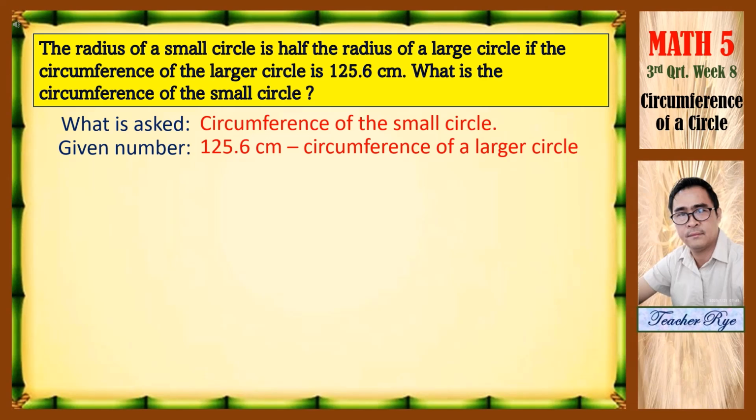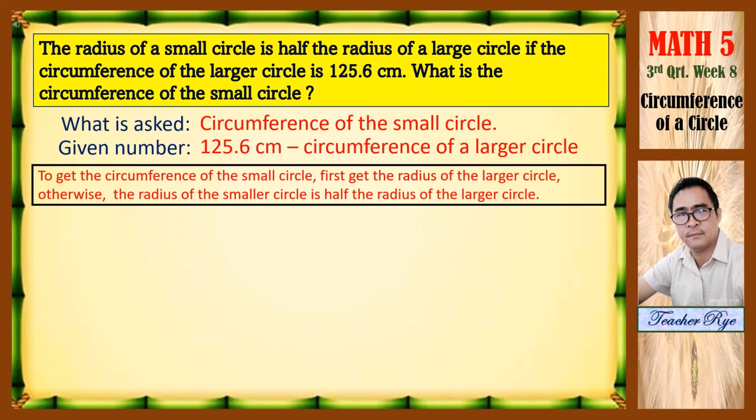Ngayon, to get the circumference of the small circle, first, get the radius of the larger circle. Kasi nga, ang basehan din para makuha mo yung circumference ng small circle is yung kalahati ng radius ng ating larger circle. Kaya, uunahin natin alamin kung ano ang radius ng larger circle. Then otherwise, the radius of the smaller circle is half the radius of the larger circle. So, unahin na natin. Kunin ang radius of the larger circle.